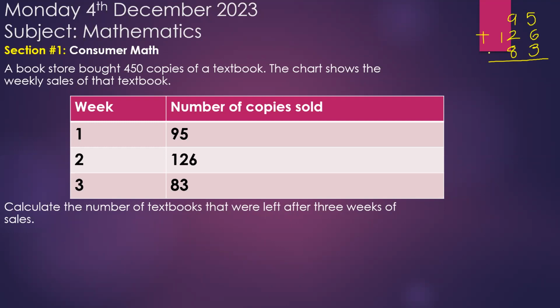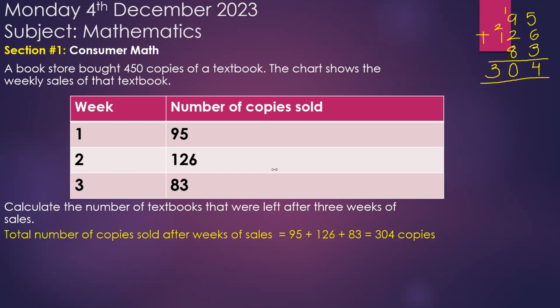14. So we put the 4 down. And we put the 1 above, right? Now, what is 9 plus 1? 10, very good. Plus 2? 12. Plus 8? 20, very good. And so we put the 0 down. We put the 2 above. What is 2 plus 1? 3. So it's going to be 304. How many persons had that? Let me know if you have that. Very good. So write this down, please.